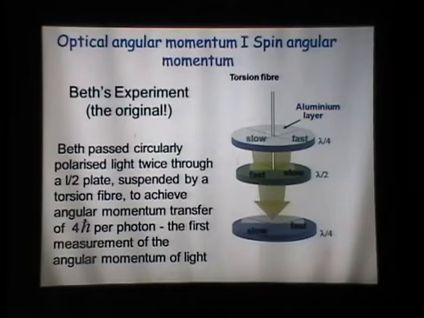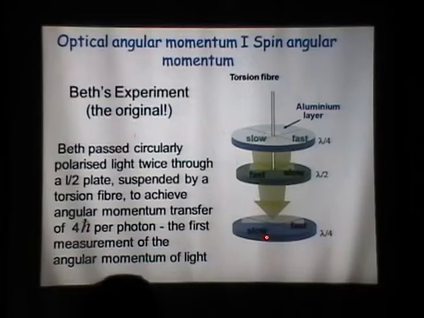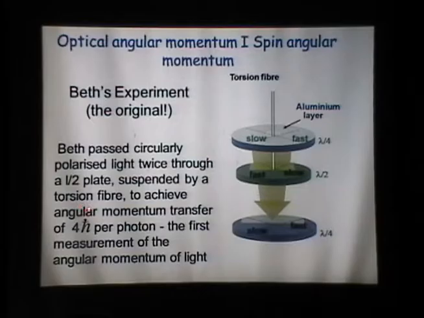He had a torsional pendulum, he had an aluminium layer here, and he put the light through it, and he had a lambda over 4 plate here, and then a lambda over 2 plate, and another lambda over 4 plate. We cannot see it here, but there is light being reflected back and forth. So if we pass circularly polarized light twice through a lambda over 2 plate, and those lambda over 2 plates are suspended in a torsion pendulum, on a fiber, we achieve then 4 h bar per photon of angular momentum. It was an incredibly difficult experiment, but it did show transfer of spin angular momentum.